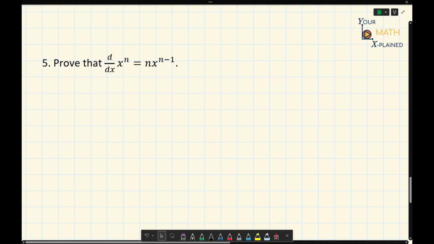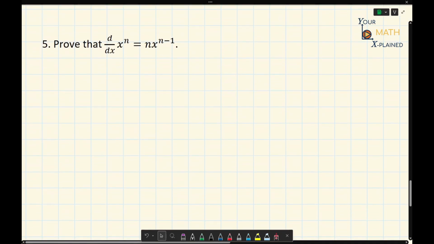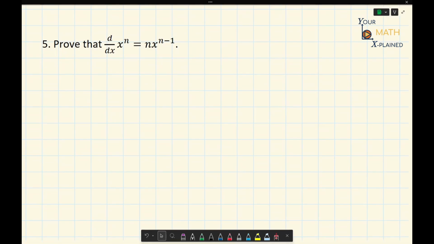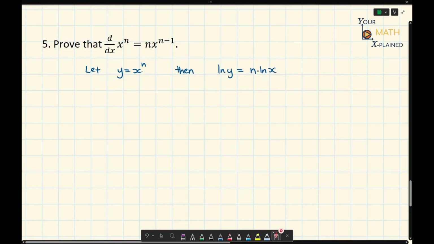And finally, for our last example in this video, we're going to take a look at our power rule. So we've used this rule many times in this playlist, but we've never proved it. And one of the ways that we can prove it is with logarithmic differentiation that we just learned. We're going to start by letting y be equal to x to the power of n. Then we're going to take the natural log of both sides, which means ln of y is equal to n times ln of x. So this is already with me using the log law where I pull this power down in front of our log.